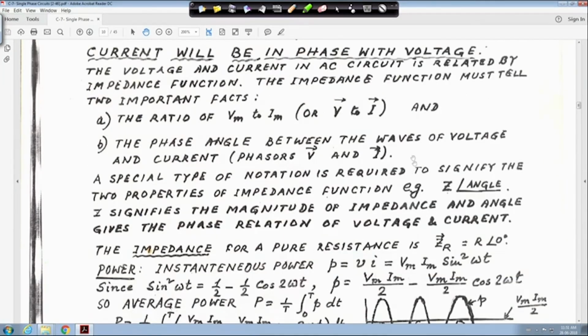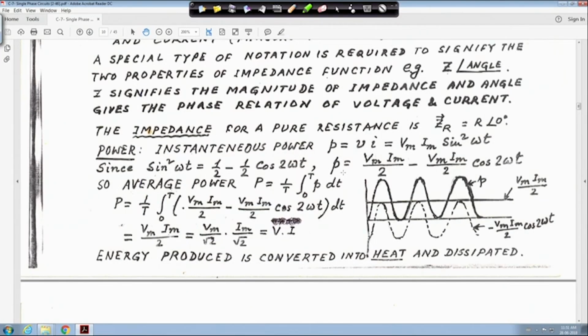Now, next, here is written the example, Z angle. Everything is written there. Now, next is the power. The impedance for a pure resistive circuit, here it will be bar only, no arrow. Many places it is there, this is my writing error, so I am rectifying it. This is actually R angle 0, whatever I told you, Z is equal to R angle 0.